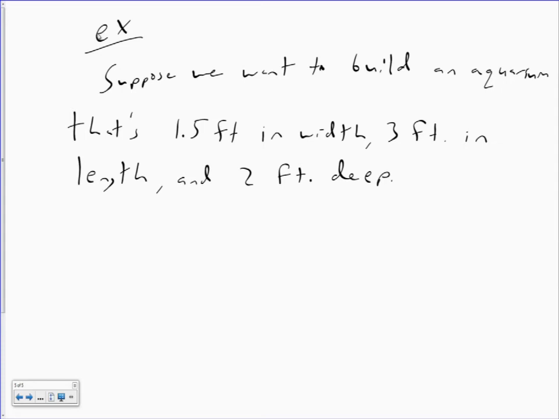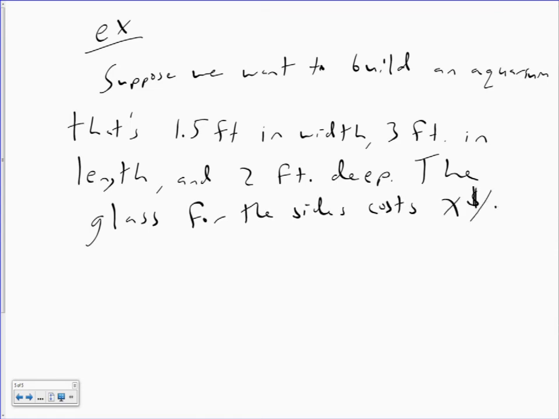So we can build this aquarium, and we want it to be those sizes. Here's where our function comes in. To build this, we need to buy our materials. The sides of our aquarium are going to be made of glass, so all of those 4 sides cost some amount. We'll call it X dollars per square foot.